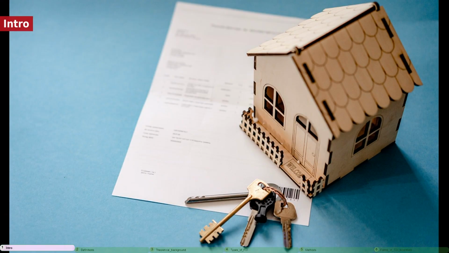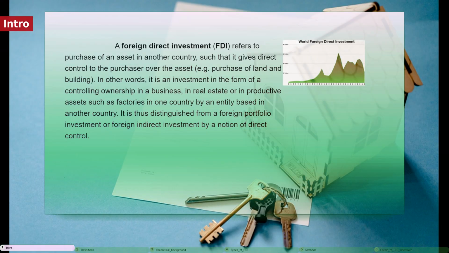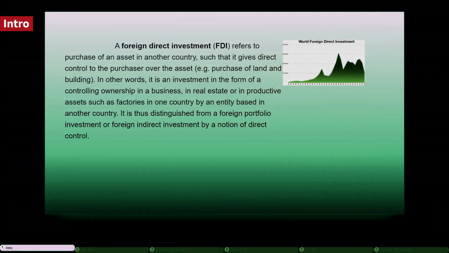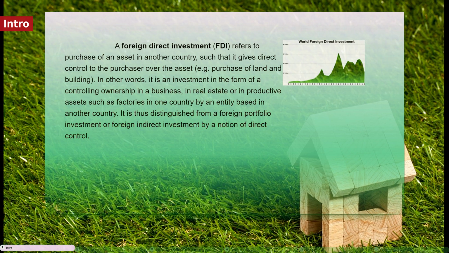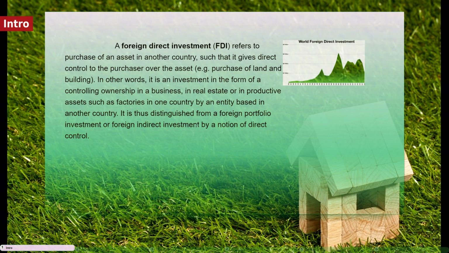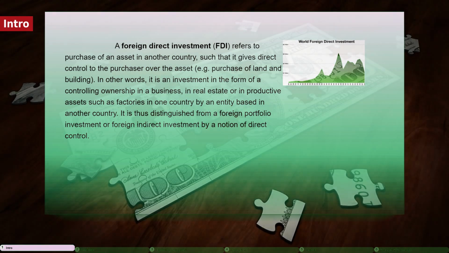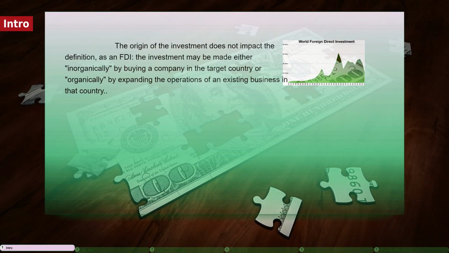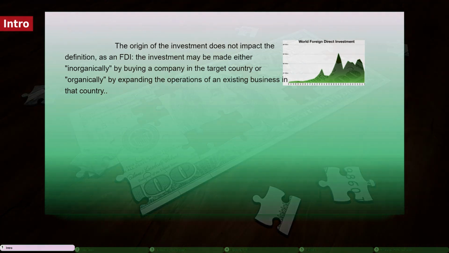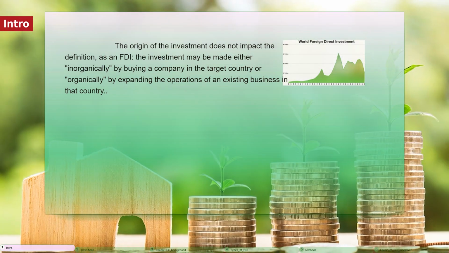Imagine you purchase a piece of land or a factory in another country, giving you control over it. That sounds incredible. But what exactly does foreign direct investment mean? Foreign direct investment, or FDI, involves owning a significant part of a business or productive asset in one country by an entity from another country. Exactly. It's distinct from simply buying stocks or bonds, where the investor doesn't have control.